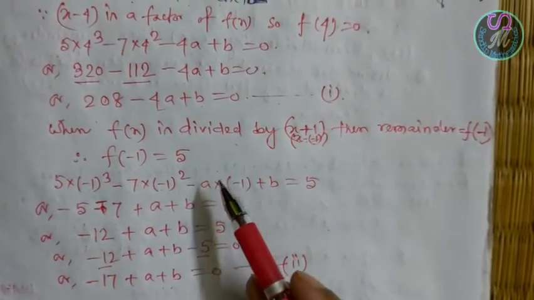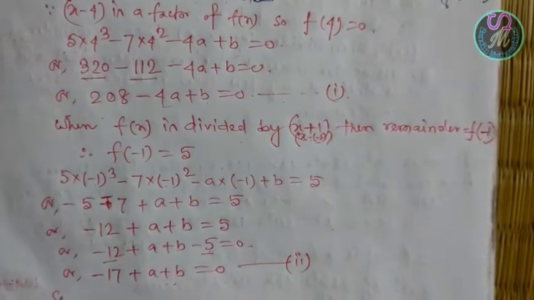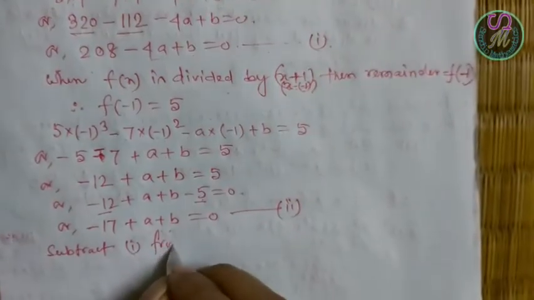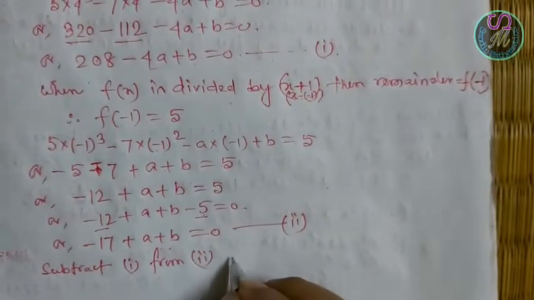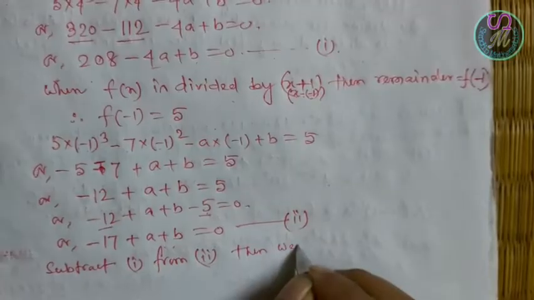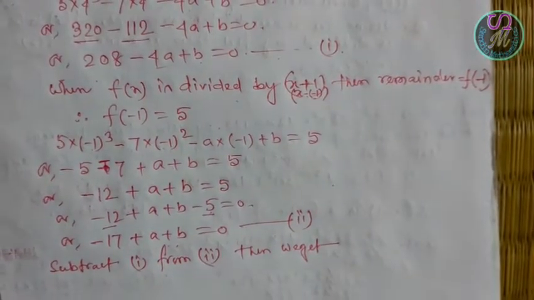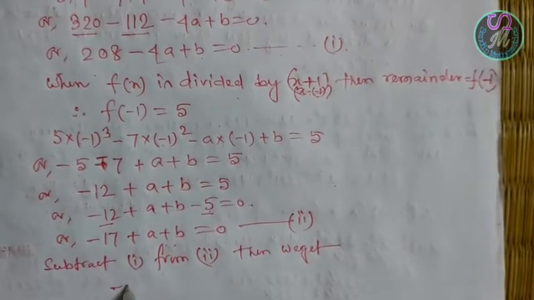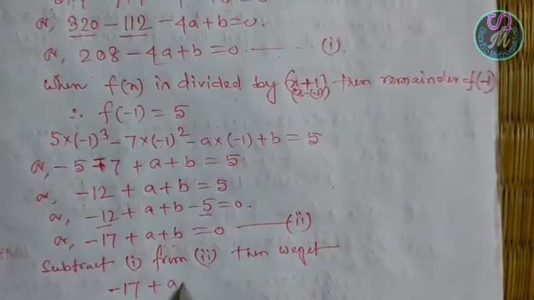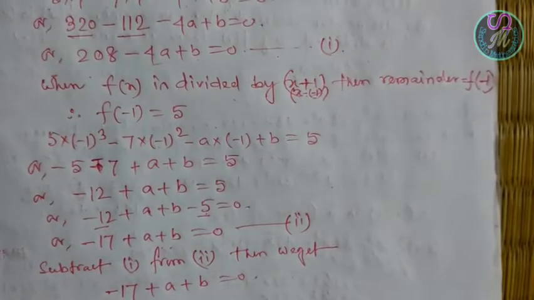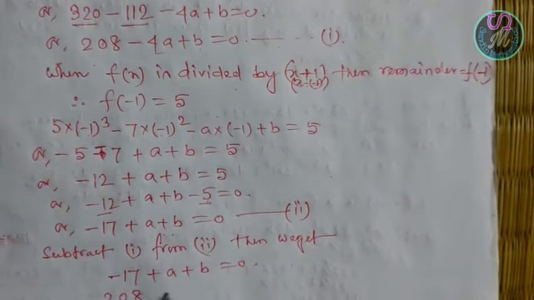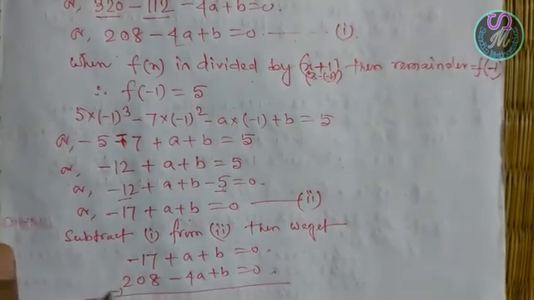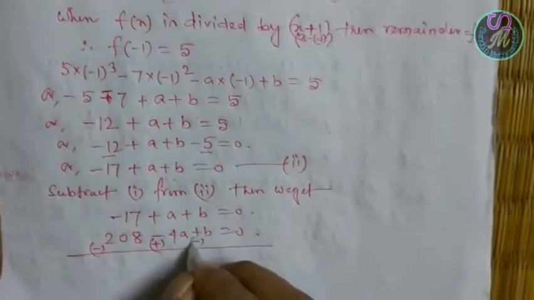So if you subtract this, then the b is cancelled. So subtract 1 from 2, then we get minus 17 plus a plus b, this one equal to 0, and this one is 208 minus 4a plus b, this one equal to 0. And to subtract, that's why this one is the minus sign, this one is the plus sign, this one is the minus sign.